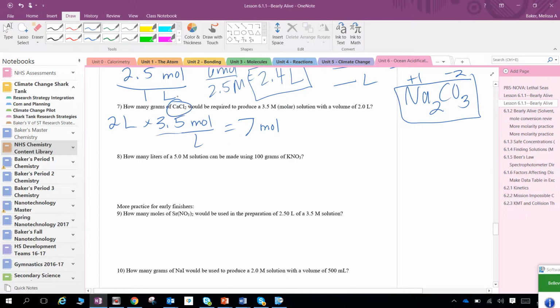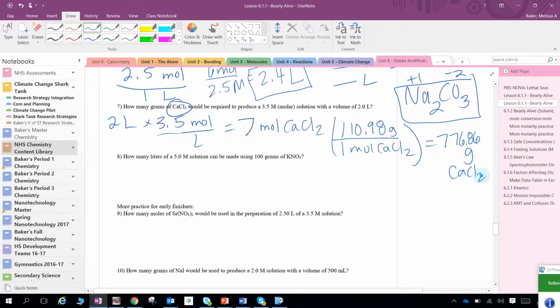And then we've got calcium chloride here. So we've got to add up the molar mass using the periodic table. How much does 1 mole of calcium chloride weigh? So calcium is 40.08. Each chlorine is 35.45, and there's 2 of them. That comes out to be 110.98 grams. Multiply by the 7, and I get 776.86 grams. That's how much calcium chloride I'm going to need to make that 3.5 molar solution.